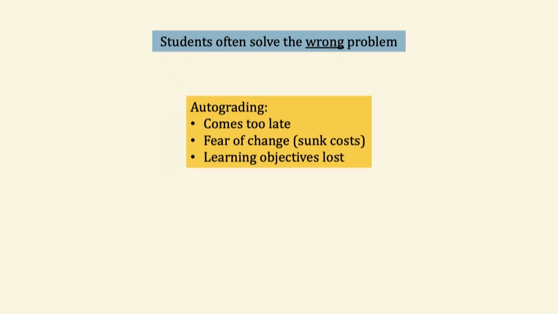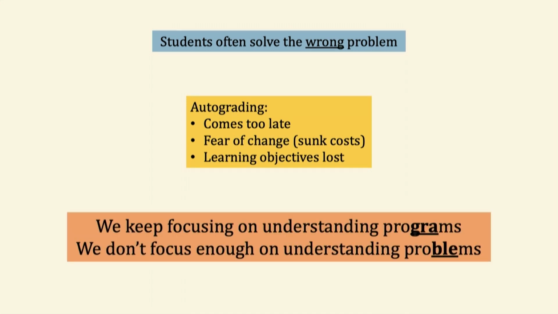And of course, we give them auto grading. First of all, it comes too late. They've already finished the assignment. They finished the task. There's a fear of change, like, oh my God, I have to change all my code. Maybe I can tweak it. There's the learning objective that was lost, all kinds of bad things. We generally focus a lot on programs, and we don't think about understanding problems. They're very similar. It's a Hamming distance of only 3 letters, but it's a pretty profound distance.